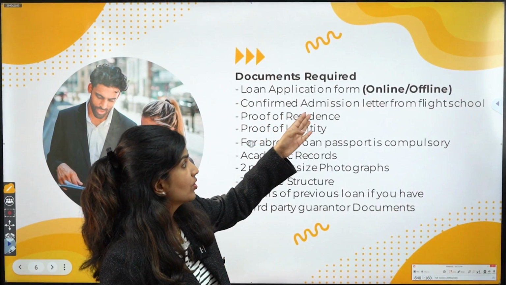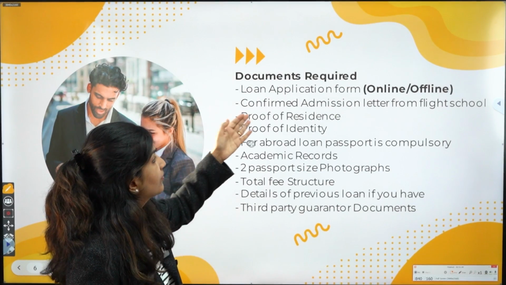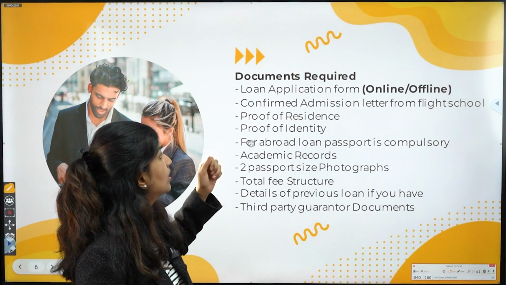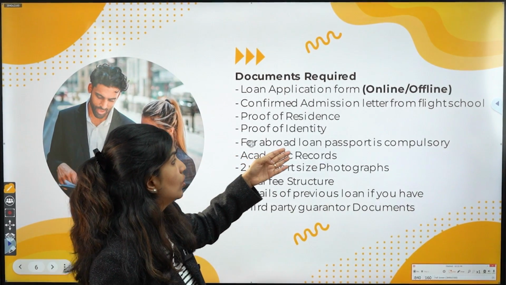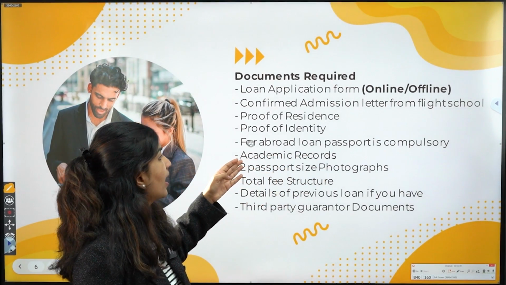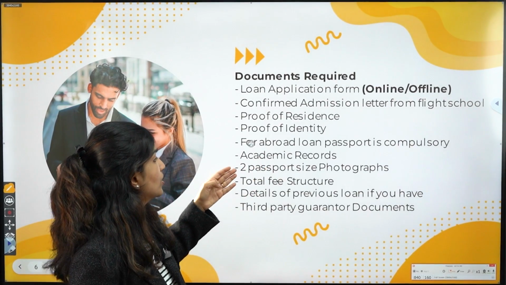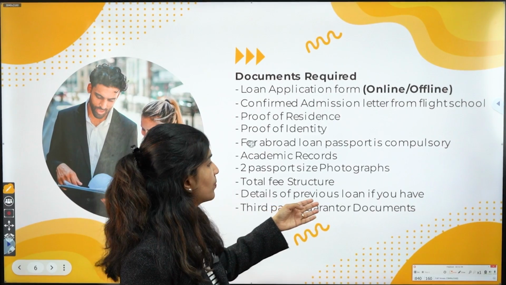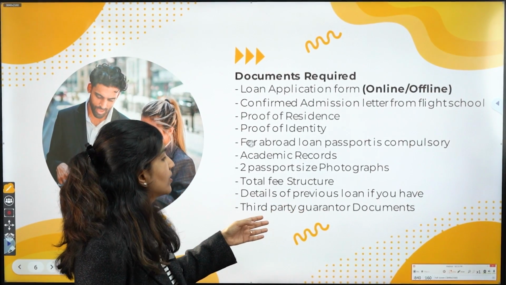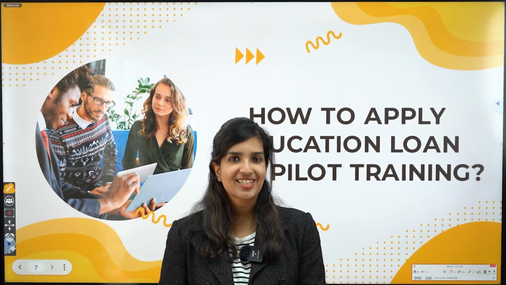Now, let's quickly take you through the documents required for the loan. The loan application form that you get online, a confirmed admission letter from the flight school, proof of residence, and proof of your identity. For a loan abroad, a passport is compulsory. You also need academic records, 2 passport size photographs, the total fee structure, details of any previous loan if you have any, and third party guarantor documents. So this is how you apply for an education loan in India.